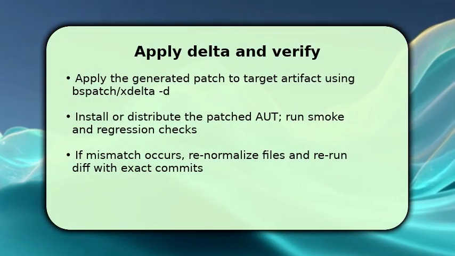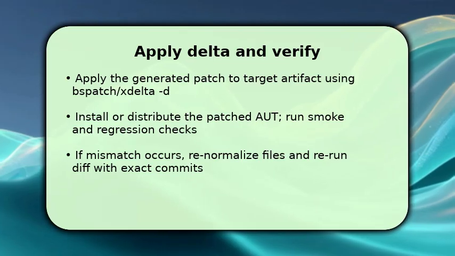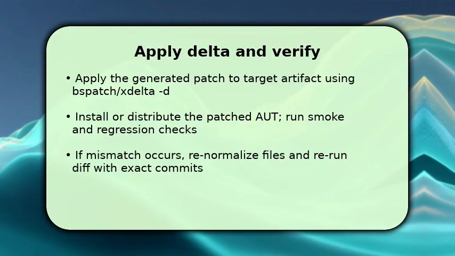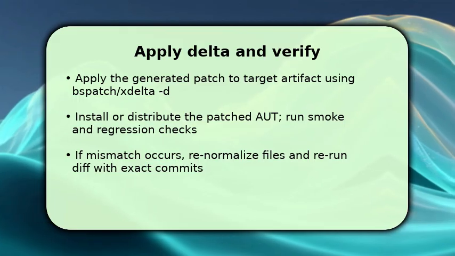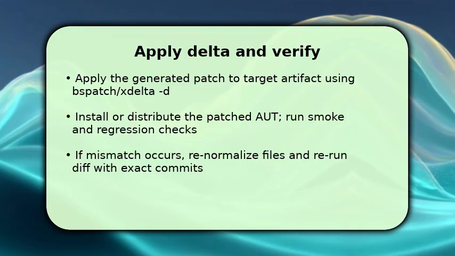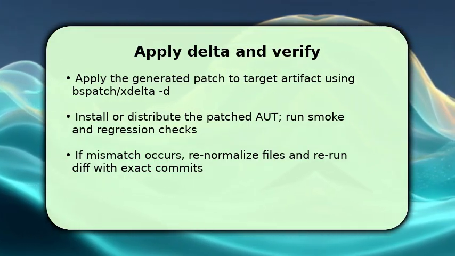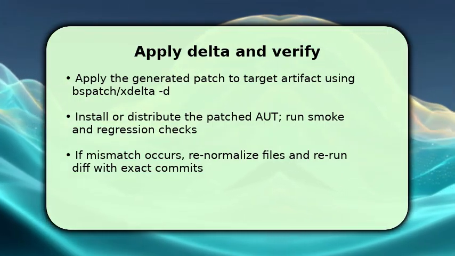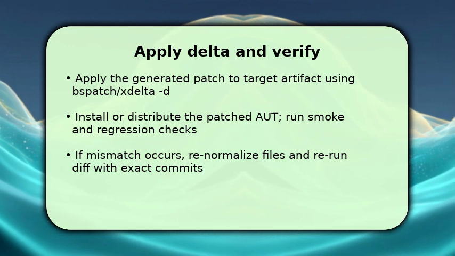Finally, apply the delta to the deployed artifact using the matching patch tool and the exact source it was derived from, for example, bspatch or xdelta -d. Then install or push the patched AUT to a test device or environment and run smoke and regression tests to confirm behavior. If anything goes wrong, the key troubleshooting tip is to re-examine normalization and commit alignment. Most mismatches arise from differing build metadata or using the wrong commit as a base.